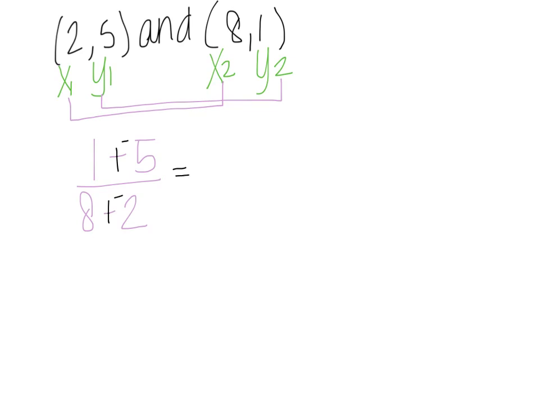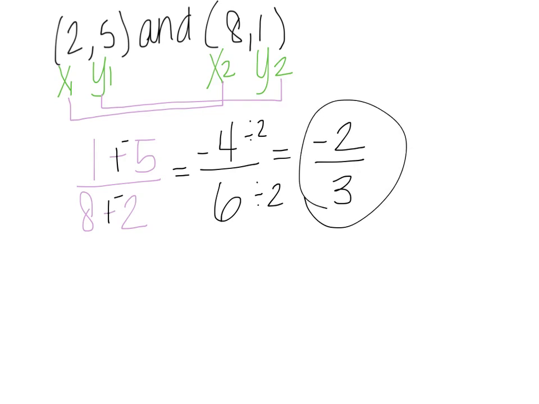Okay, so you have 1 plus -5, which is -4, and 8 plus -2, which is 6. So we have -4 over 6. Now we can reduce that. Remember, you're always reducing your fractions. We can divide these both by 2. So we get -2/3. That's my final answer.